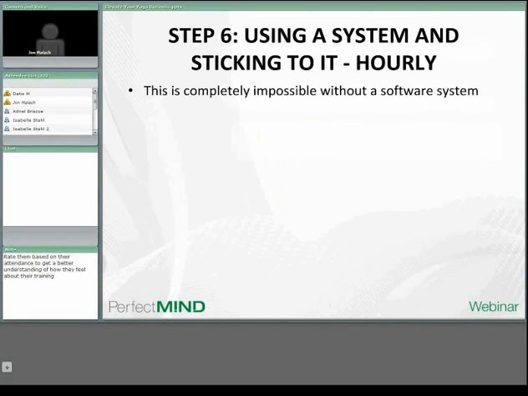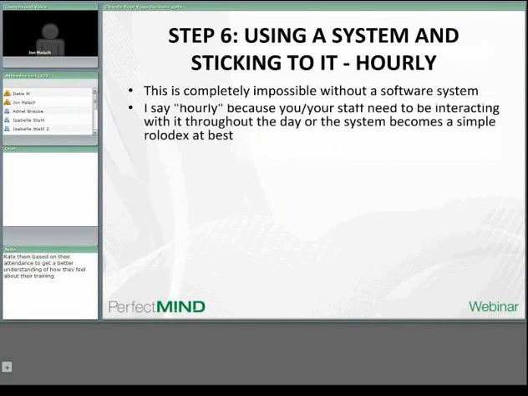Okay. Doing the things that we've discussed today in this webinar are pretty much impossible without a software system. The reason why I say sticking to the system hourly is because you and your staff need to be interacting with the system throughout the day. If you don't, it'll become a Rolodex at best. It'll be a place that you can store names, and that's great.